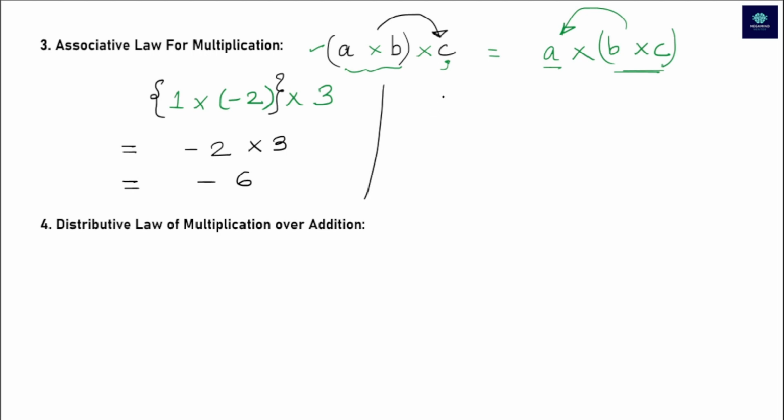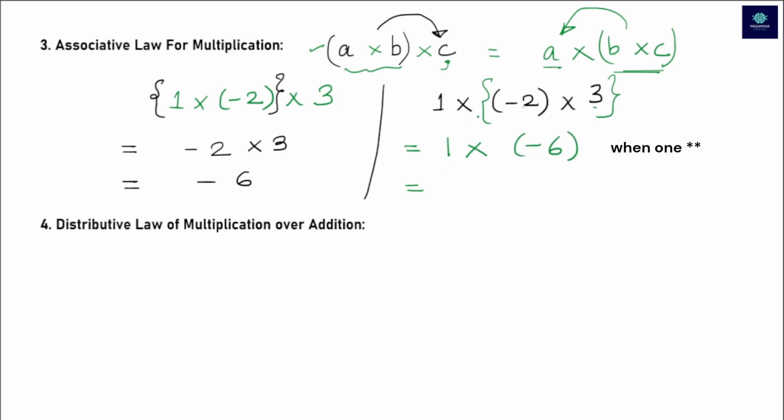Likewise, take the second case. So here we have to multiply b and c first. So I will write 1 into minus 2 into 3, and we are going to multiply these two first. So 1 is here, minus 2 into 3 will give us minus 6, and when 1 gets multiplied with minus 6, we get minus 6. So you can see here that the products are same. Even after grouping them differently, the answers came same. So this is what associative law states.